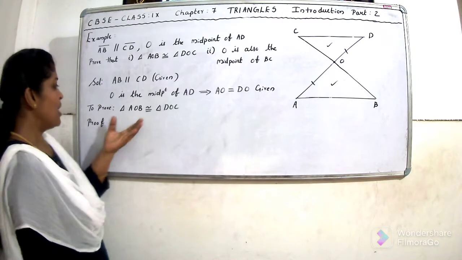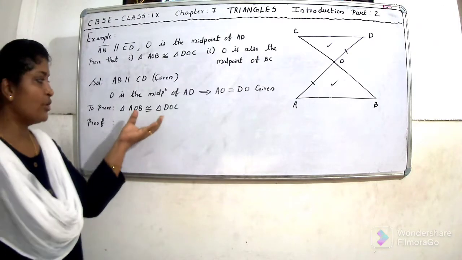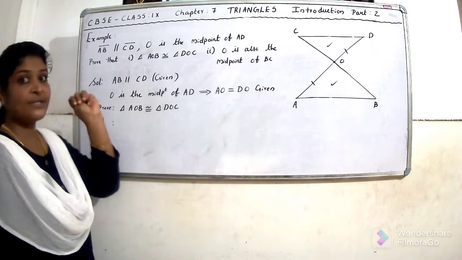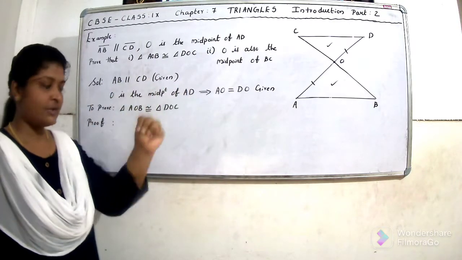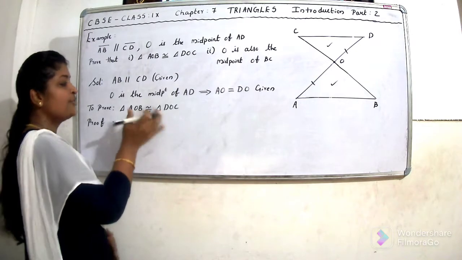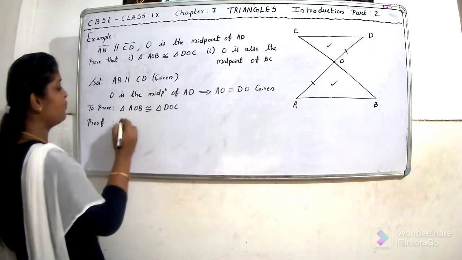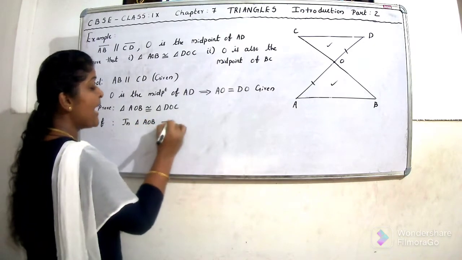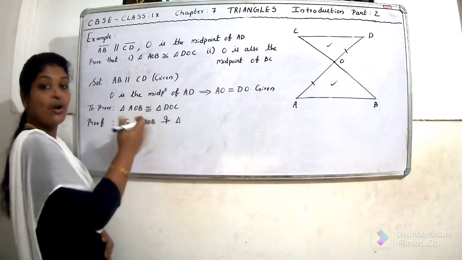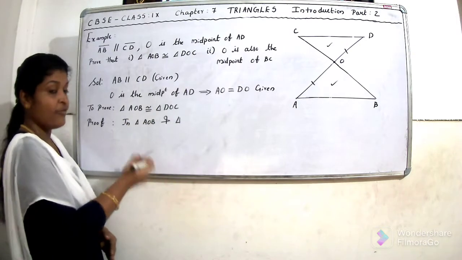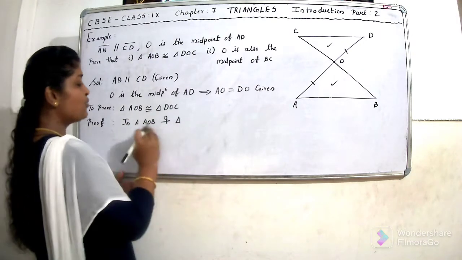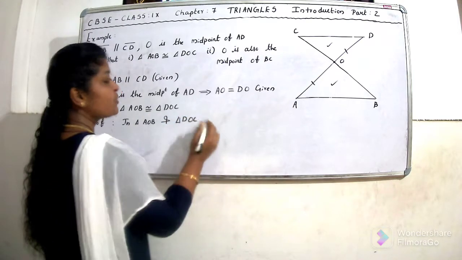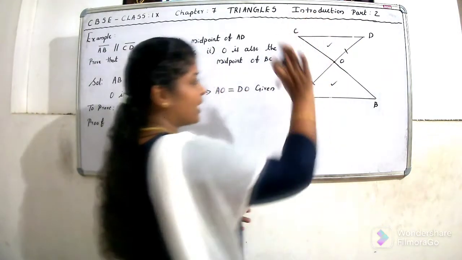Whenever we are proving congruency, mainly we need three statements, because to represent the three criteria, three letters are needed. Before that, first we have to write which two triangles we are considering. So in triangle AOB, and because these two are congruent, we have not yet proved, we are going to prove only. So here we consider the two triangles, this and that, triangle AOB and triangle DOC.